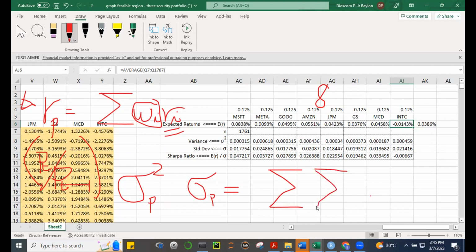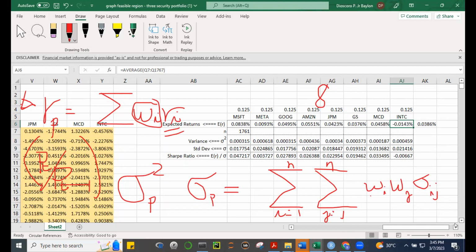It's double summation of W sub I, W sub J, and you have covariance Ij. Let me explain this. I ranging from 1, J ranging from 1 up to N. N is the number of stocks that you have in your portfolio.